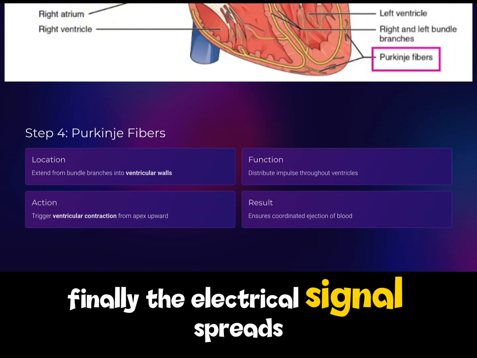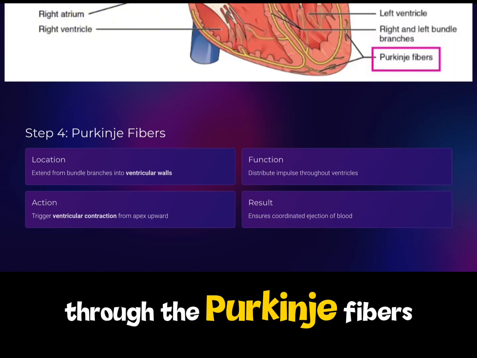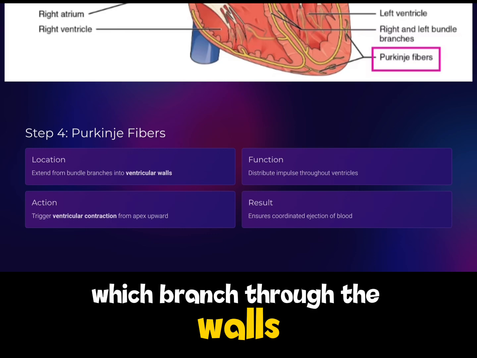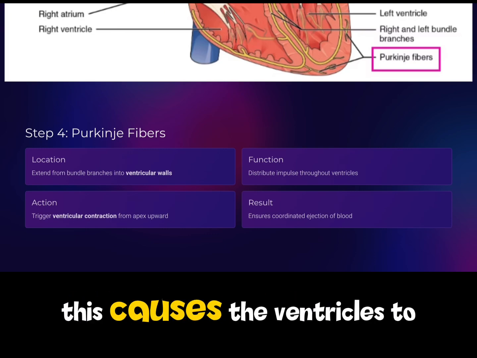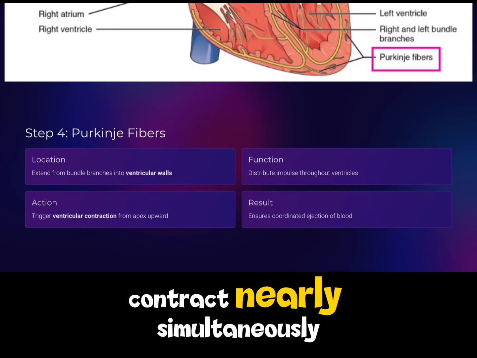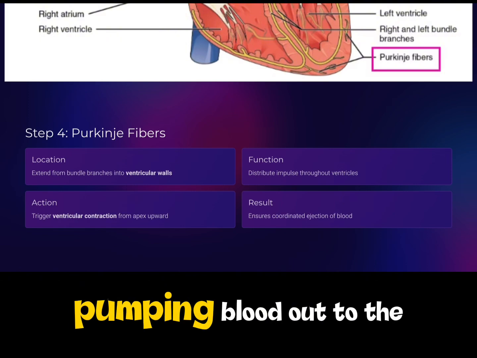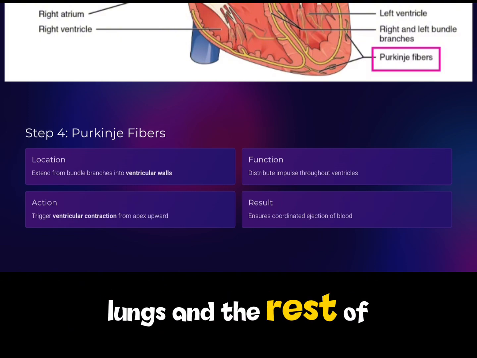Finally, the electrical signal spreads through the Purkinje fibers, which branch through the walls of the ventricles. This causes the ventricles to contract nearly simultaneously, pumping blood out to the lungs and the rest of the body.